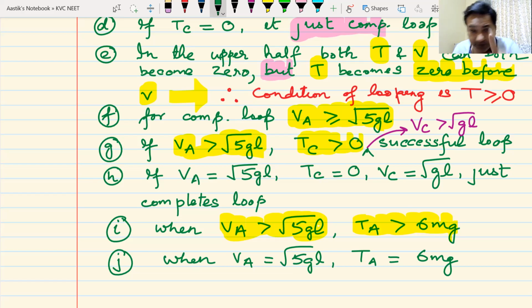One case remains now. What is the case? We have done exactly equal to root 2 GL, case number 1. Less than root 2 GL, case number 2. Case number 3, which is the condition of looping.